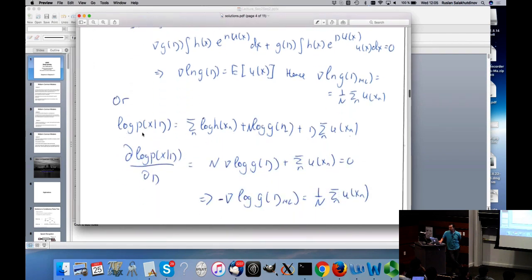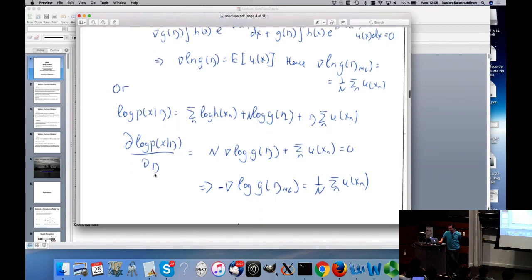Or even easier, just write down the log probability within the exponential family models. You have this expression. Take the derivative with respect to eta, the natural parameters, and you get out the actual solution. You had the expression, take the log, take the derivative, set it to 0, and you get the solution. Fairly straightforward as well. Okay?